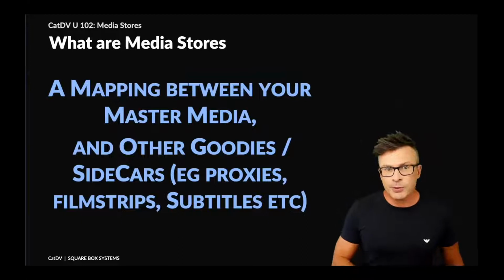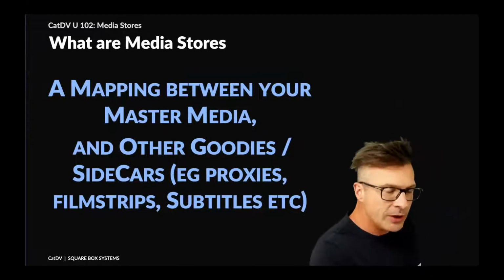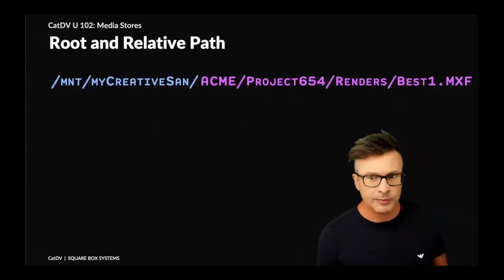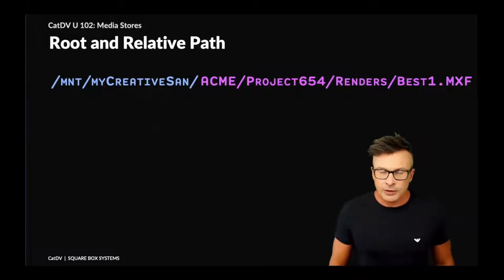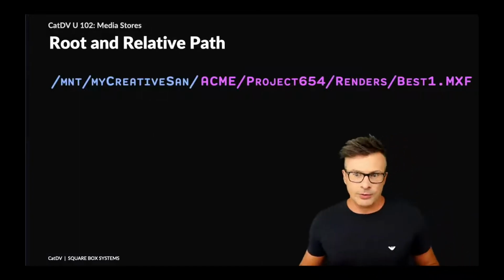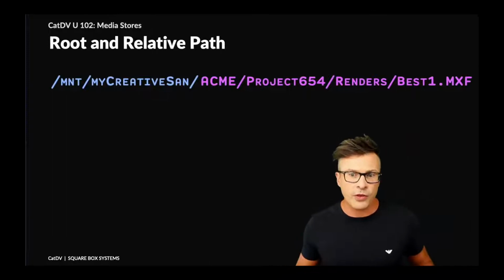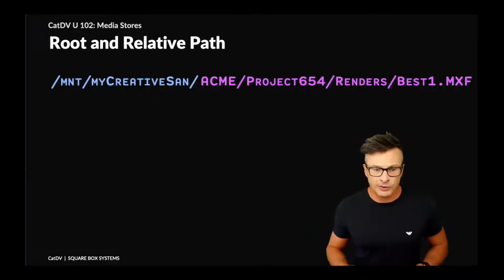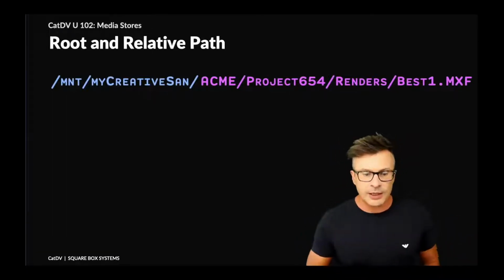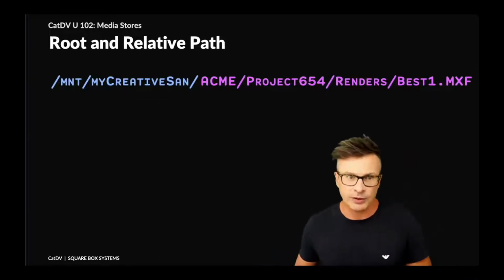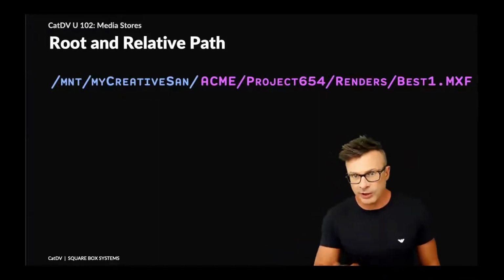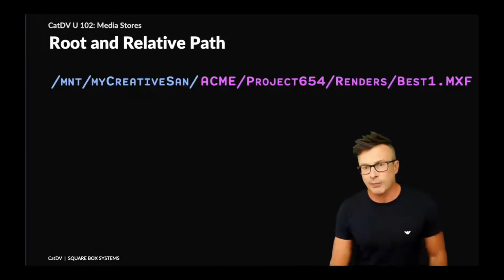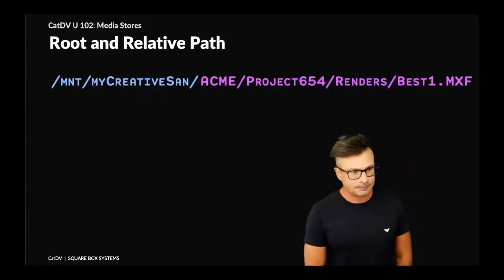And the reason this is important is because CatDV only stores one path for a piece of master media. And what we're going to be talking about a lot on this webinar, and if you walk away with just one thing, it's that CatDV works with roots or base paths and then relative paths. And that's what these two different colors are for this particular file name. I'll come back to this example in just a minute.